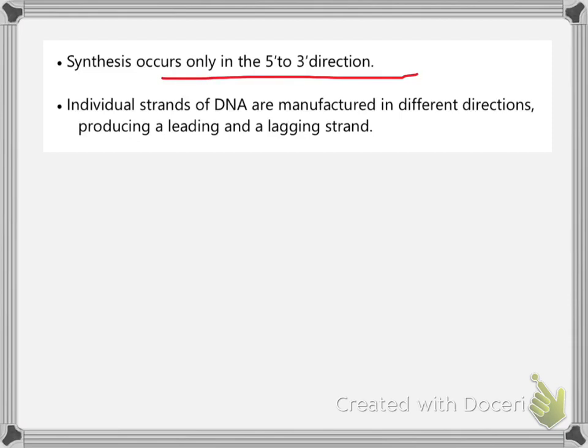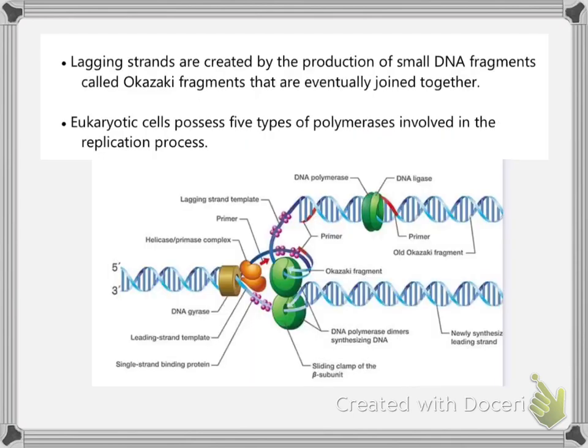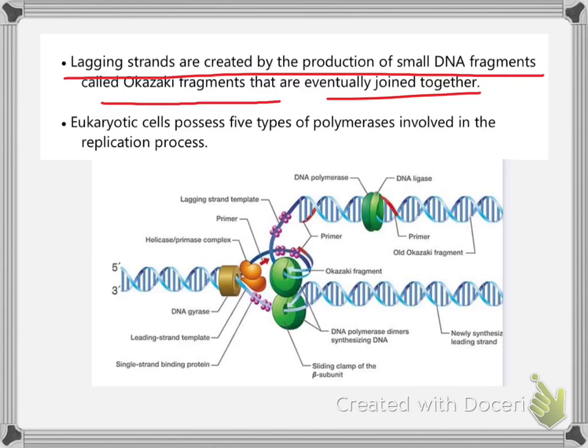And individual strands of DNA are manufactured in different directions, producing a leading strand and a lagging strand that we will discuss later. The lagging strands are created by the production of small DNA fragments. They are known as Okazaki fragments. They eventually join together to form the lagging strand.